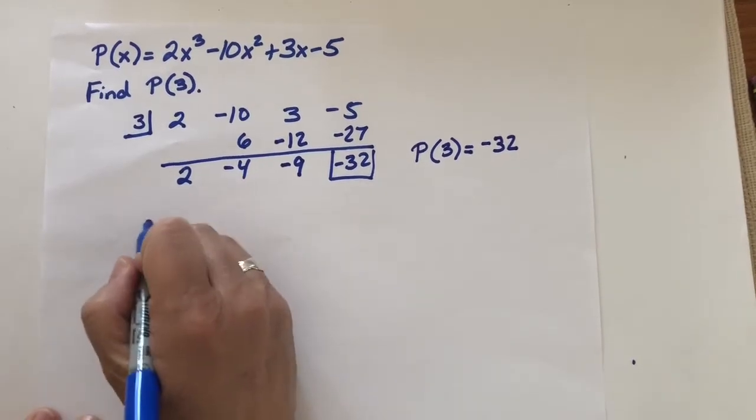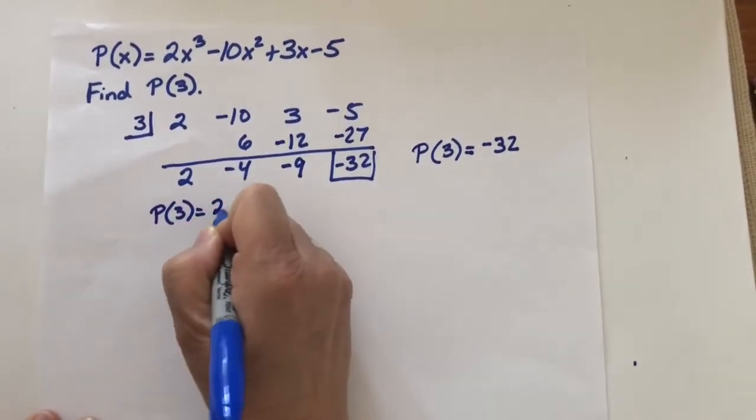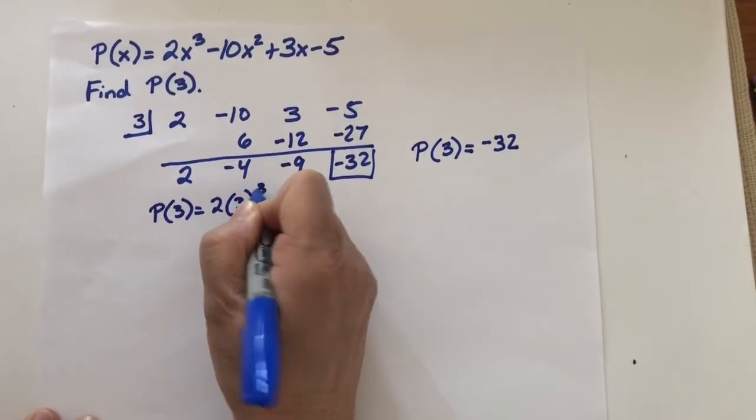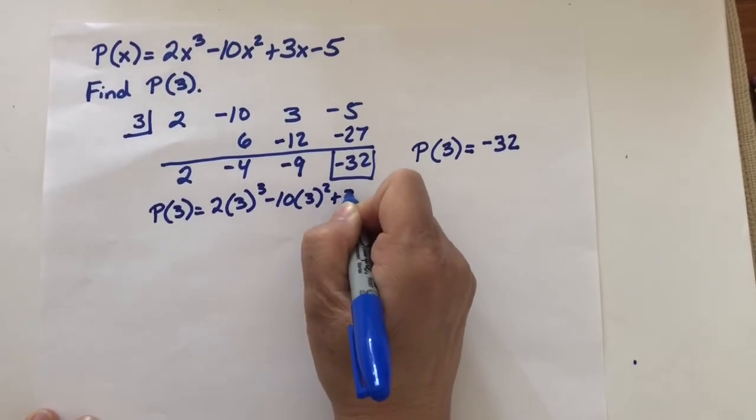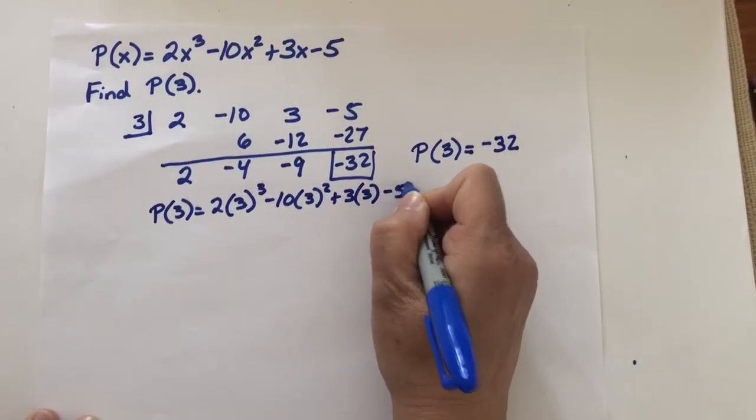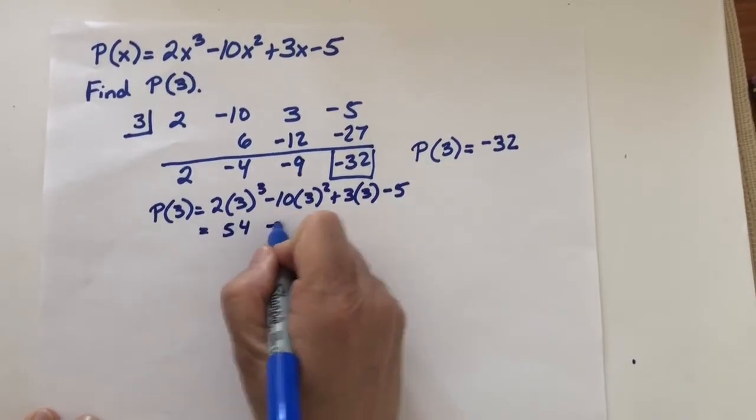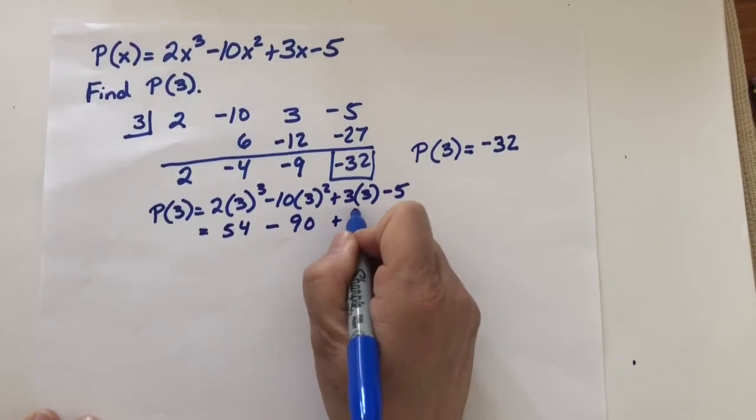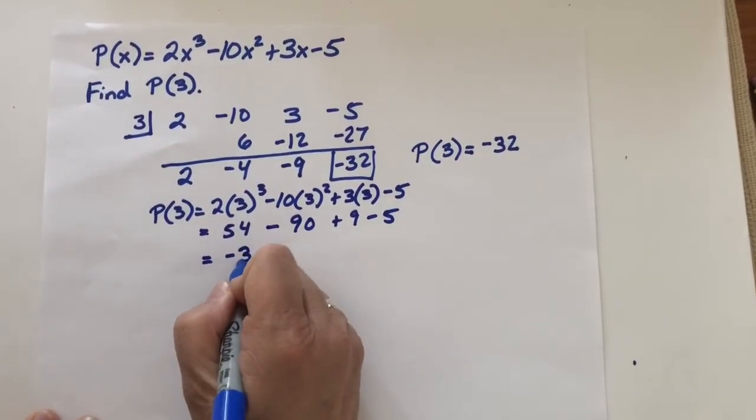Let's just do that for this problem. P of 3 equals 2 times 3 cubed minus 10 times 3 squared plus 3 times 3 minus 5. And if we do the arithmetic, we have 54 minus 90 plus 9 minus 5. And that does, in fact, equal -32.